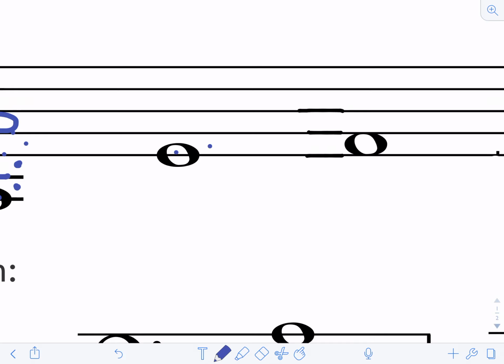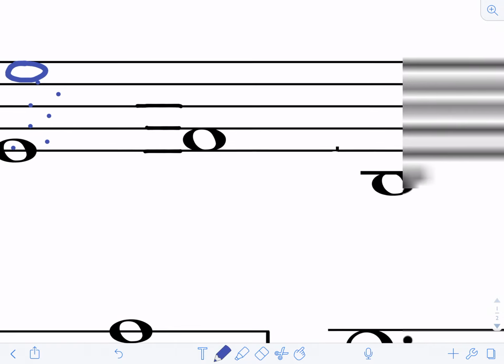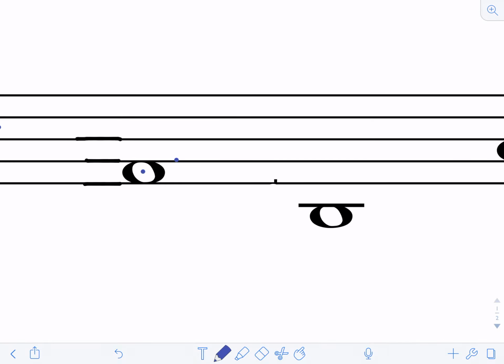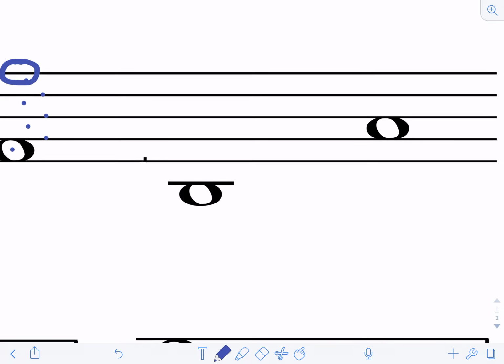1, 2, 3, 4, 5, 6, 7, 8. 3 more. 1, 2, 3, 4, 5, 6, 7, 8 on the top line. Okay, we have ledger lines again, so here's 1 in this space below. 2's this line. Here's 3. Now we're on the staff. 4, 5, 6, 7, 8 is on the third line.